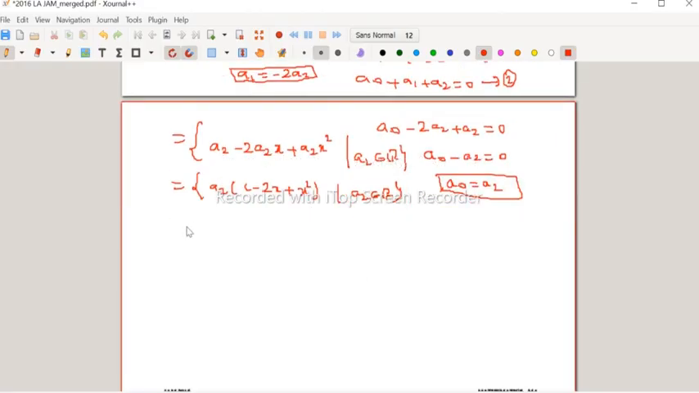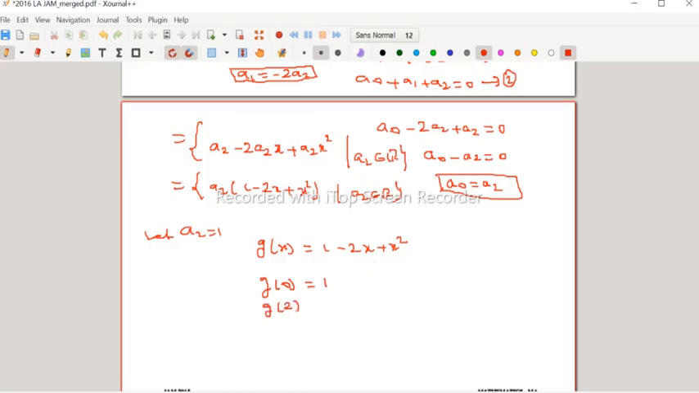If you specifically take a2 equal to some value, suppose I am taking a2 equal to 1, then definitely I call the function polynomial g(x) equal to, substituting a2 equal to 1, we get 1 minus 2x plus x², right? Now, what is g(0)? Substitute x equal to 0, we get 1.